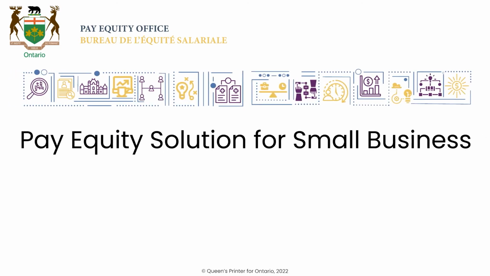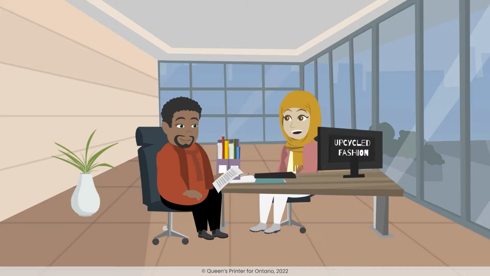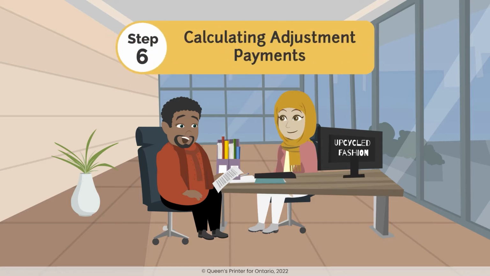In this video, we will go over Step 6 to demonstrate how to calculate adjustment payments if pay equity gaps are found. Haifa and Lucian, owners of Upcycled Fashion, just finished comparing female job classes to male job classes. Since the results in the adjustments column of Step 5 were more than zero, they now have to calculate adjustment payments for the female job classes that were found to be paid inequitably.